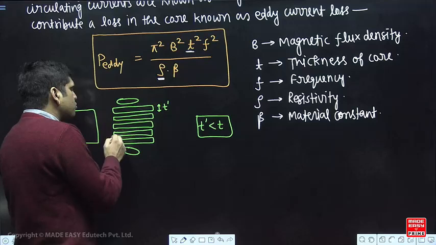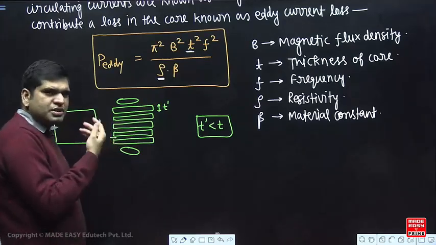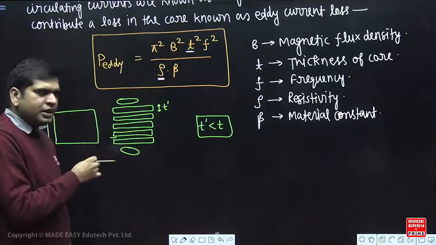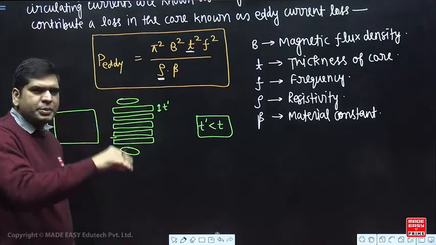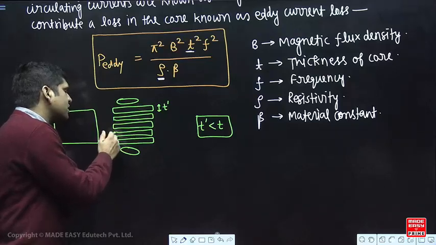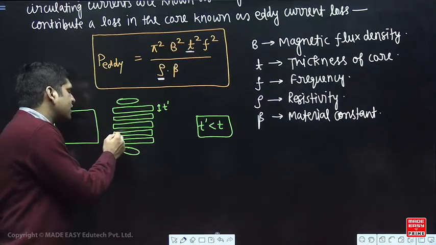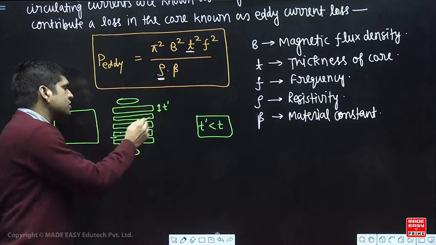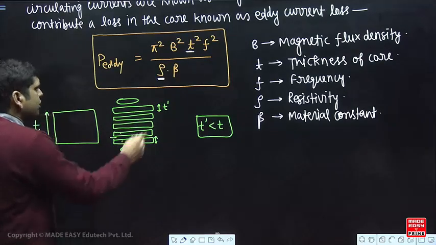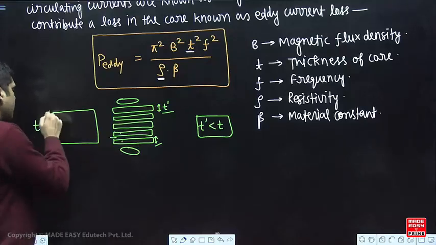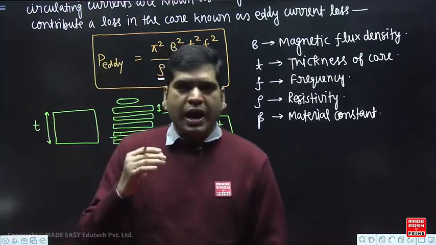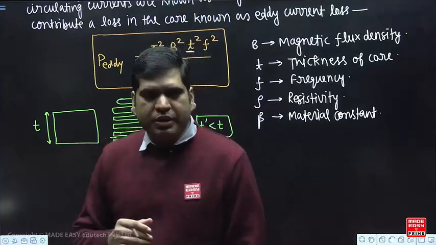In between these two cores, there is an insulating material. Suppose this is air. Generally, it's not air. Generally, this core is dipped into some insulating liquid. So between these two layers, there is an insulator, and the eddy current cannot go from this to this. Effectively, the material will have only this thickness instead of this. This way the overall thickness can be reduced and the losses can be minimized.